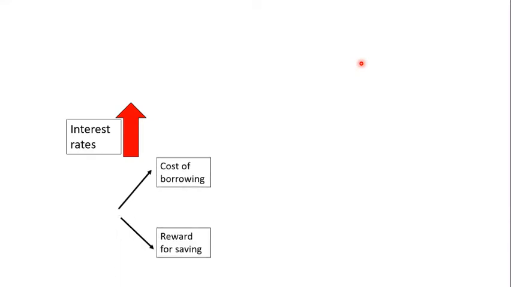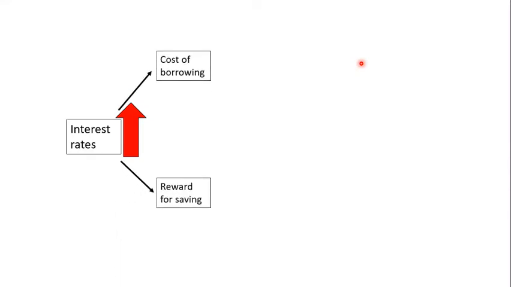They raise interest rates, and that feeds through to our high street banks, our HSBCs, our Lloyds, our Barclays. All of those banks will increase their interest rates, and that has an impact on the cost of borrowing and the reward for saving. So what happens to the cost of borrowing? Well, if the interest rate goes up, the cost of borrowing goes up. What does that do in the economy?